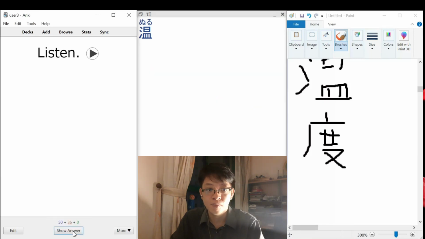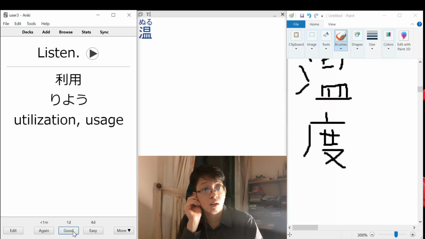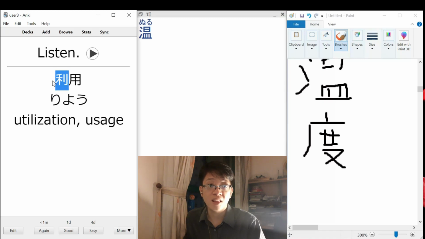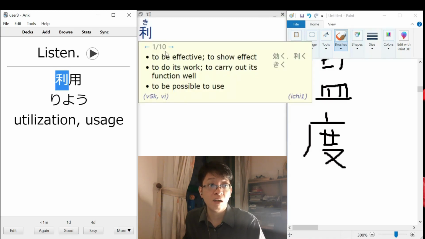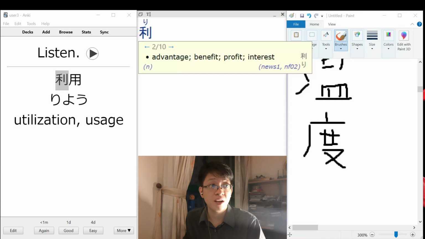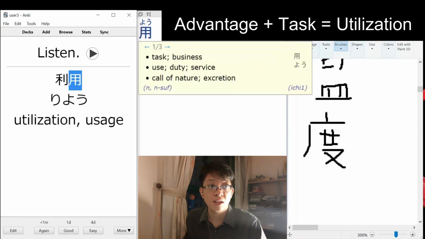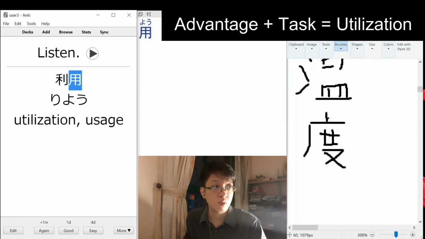Okay. 利用. This one is advantage or something. Okay, so this one means utilization or usage, but this one is definitely advantage. Yeah, advantage, benefit, profit, and this one we saw in terms of radicals before. This one is both a radical and a kanji. That means task or business, right? Task or business. Okay, so this one is not new.